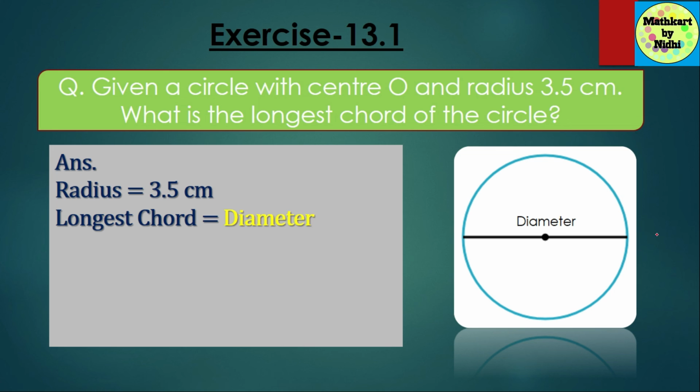It is already known that diameter is double the radius. So we are going to use the relationship between the diameter and radius: diameter equals 2 multiplied by r, or 2r. So we'll put the value of r here. 2 multiplied by 3.5 centimeter will be equal to 7 centimeter. So here we have the solution of this question as well.